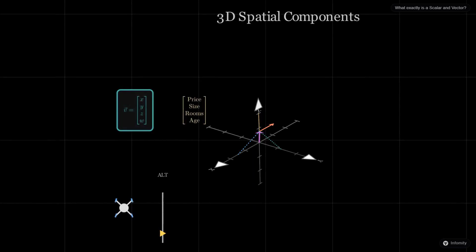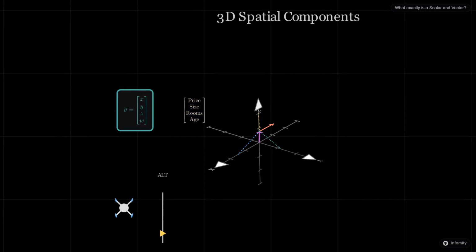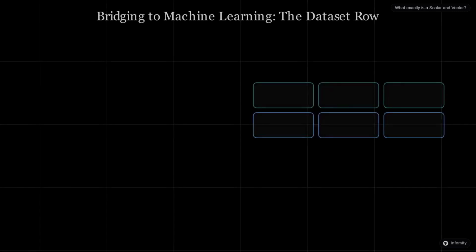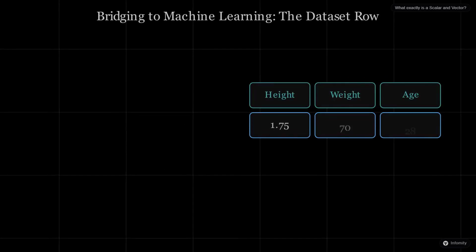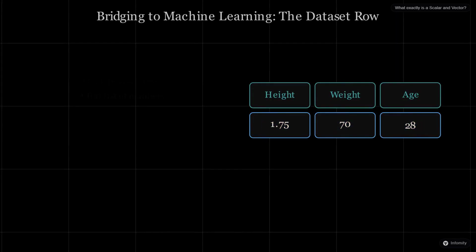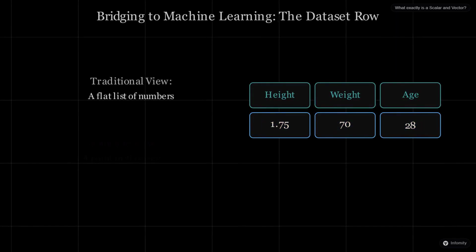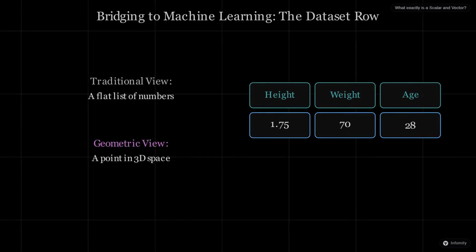But how does this help us with non-spatial data? We now bridge physical vectors to machine learning. Imagine a single row in a dataset. We record a person's height, weight, and age. These are 3 distinct scalar values. You would expect data to just be a list, but algorithms treat it geometrically.